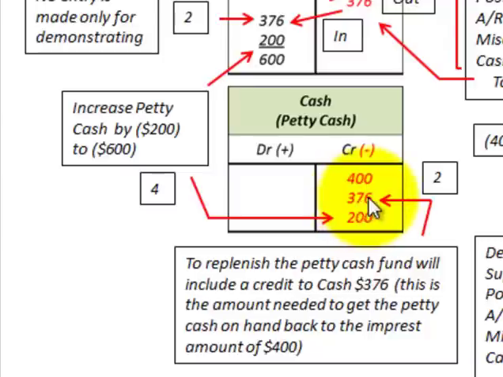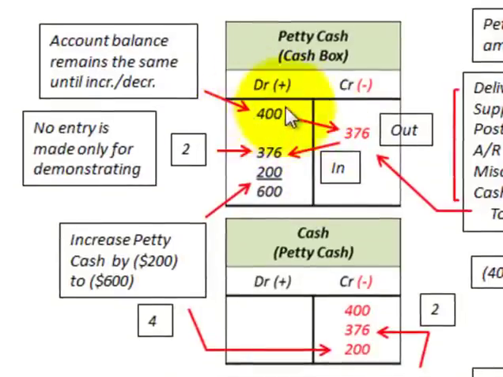That we would be reducing our cash account here by $376, and that's the amount that's needed to get the petty cash on hand back to the imprest amount here of $400. We have to bring our petty cash account back to $400. So we would credit our cash account for $376, and then we'd be debiting our petty cash for $376. We're actually bringing this cash into this petty cash account.